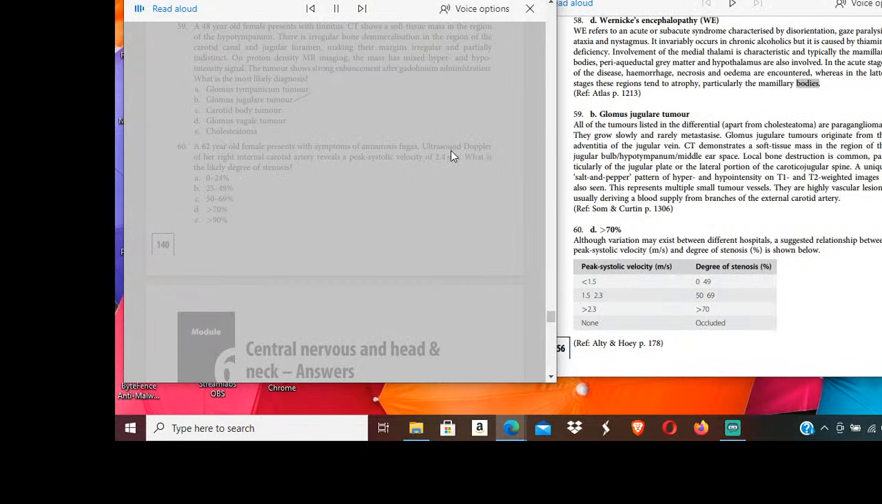59. A 48-year-old female presents with tinnitus. CT shows a soft tissue mass in the region of the hypotympanum. There is irregular bone demineralization in the region of the carotid canal and jugular foramen, making their margins irregular and partially indistinct. On proton density MR imaging, the mass has mixed hyper and hypointensity signal. The tumor shows strong enhancement after gadolinium administration.